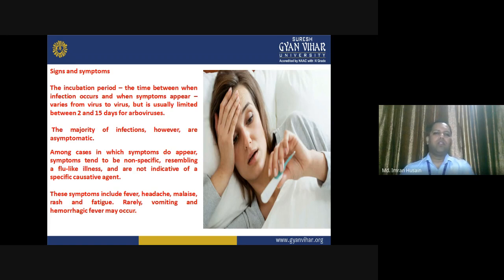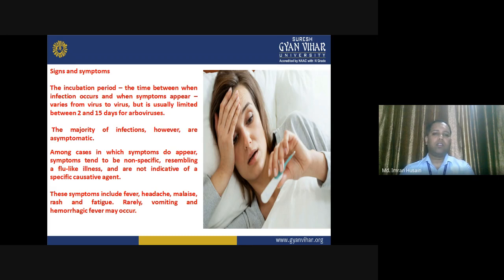Signs and symptoms. Incubation period. The time between when infection occurs and when symptoms appear varies from virus to virus, but it is usually limited between 2 to 15 days for arbovirus. During that period of time, you can see the duration of infection of arbovirus. The majority of infections, however, are asymptomatic, as we have studied.